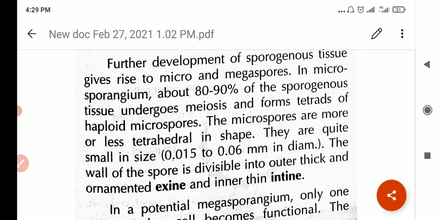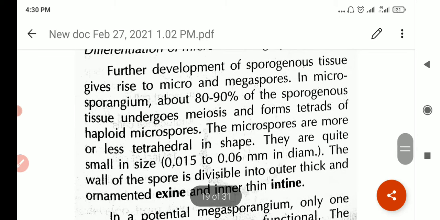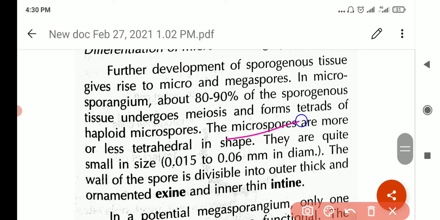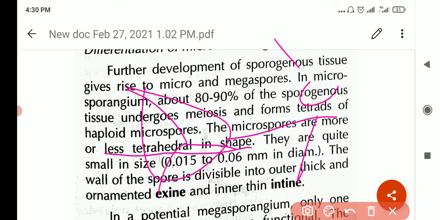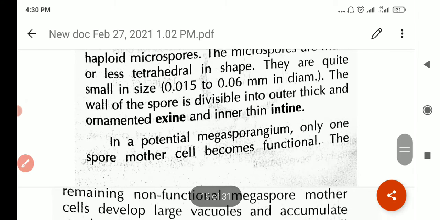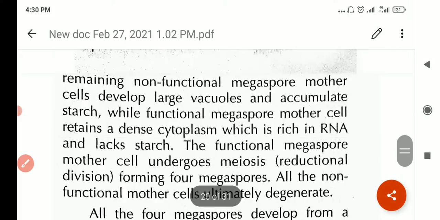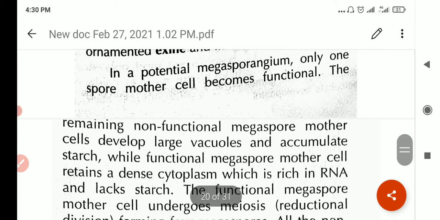So in the microspore, simply all those cells will undergo meiosis. They will form tetrads, which are all haploid. Then remember I told you they were triangular in shape, the small ones. More or less tetrahedral in shape. Triangular means tetrahedral, no? Just like that carbon tetrad, in physics or chemistry, whatever you did. Small in size, and they have outer exine and inner intine, obviously.